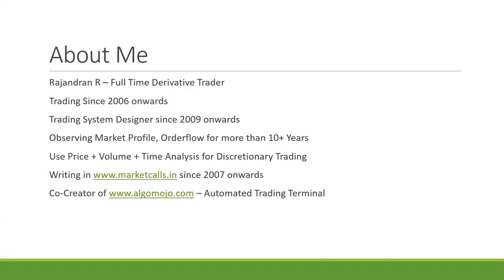A little bit about me. My name is Rajendran. I'm a full-time derivative trader. I trade primarily in options, Nifty, Bank Nifty, USD/INR. These are my primary trading instruments. Along with that, I also occasionally trade in stock futures and hedged futures. Primarily, I'll trade in hedged futures and sometimes in spreads in stocks. That's what I primarily do. And I've been trading this market since 2006 onwards.